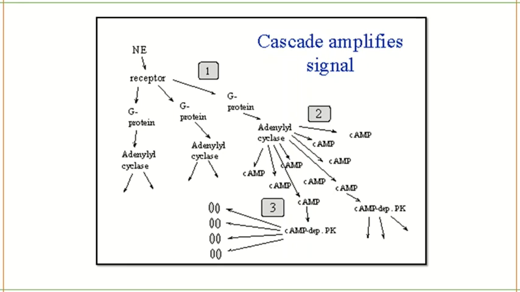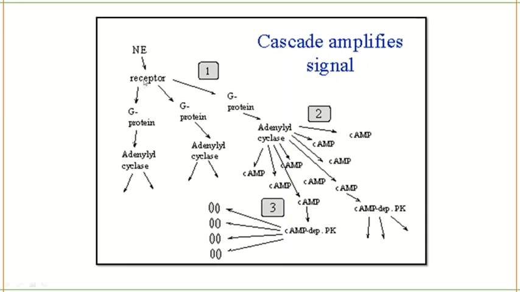From one enzyme, you will get lots and lots of products. That is your cyclic AMP. You know the cyclic AMP will activate the protein kinase A. This protein kinase A will phosphorylate several reactions. It will phosphorylate several different kinds of enzymes. So this is how your amplification takes place here.